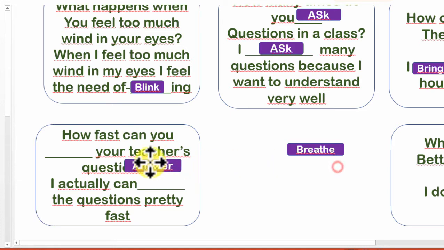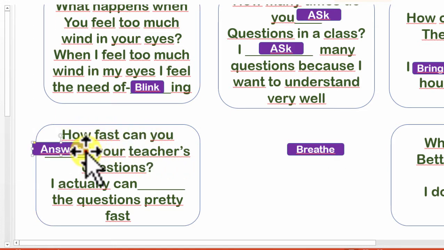Entonces aquí va answer, porque answer es responder. Dice, how fast can you answer? ¿Qué tan rápido puedes responder? Your teacher's questions, las preguntas de tu profesor. I actually can answer the questions pretty fast. Entonces yo verdaderamente puedo responder las preguntas muy rápido.